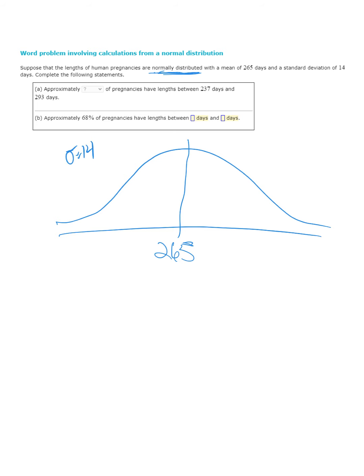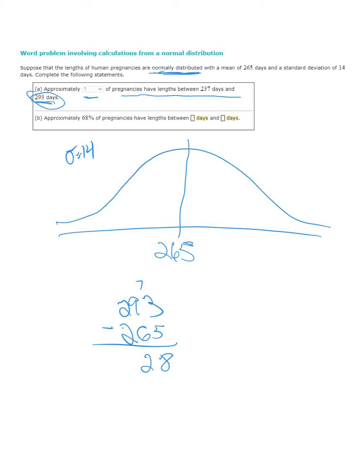It says approximately what percentage of pregnancies have lengths between 237 and 293? All right, so let's just take 293. These are going to be equal distances from the mean. So 293, subtract the mean from that. That's 28.